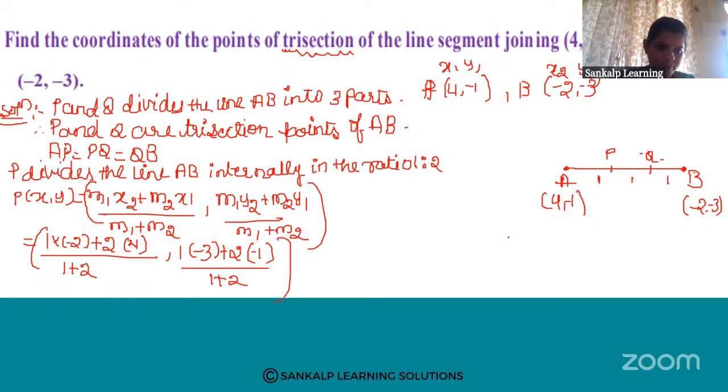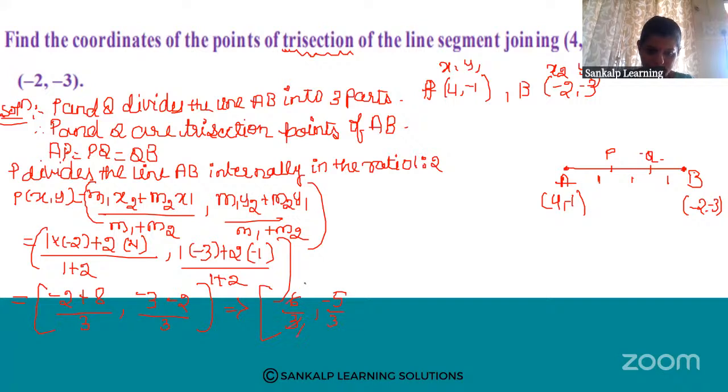Now, 1 into minus 2 is minus 2. Plus 2 into 4 is 8, divided by 1 plus 2 is 3. Minus 3 into 1 is minus 3 and plus into minus is minus 2, divided by 1 plus 2 is 3. Okay. Then you will have 8 minus 2. 8 minus 2 is 6 divided by 3, and this is minus 2 minus 3, that is minus 5 divided by 3.